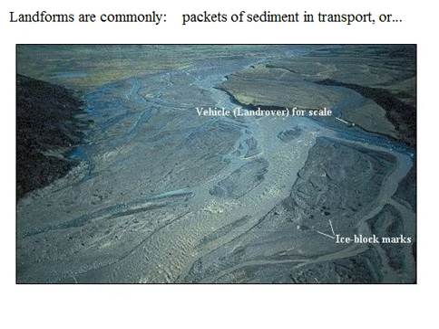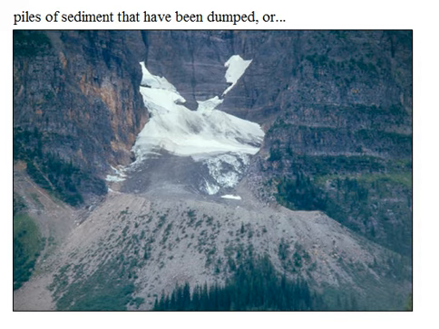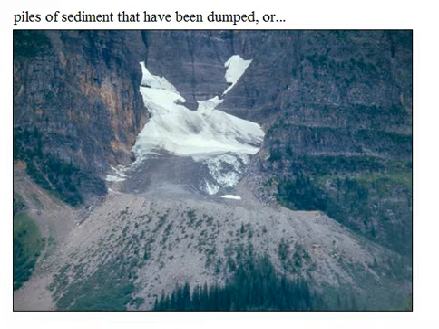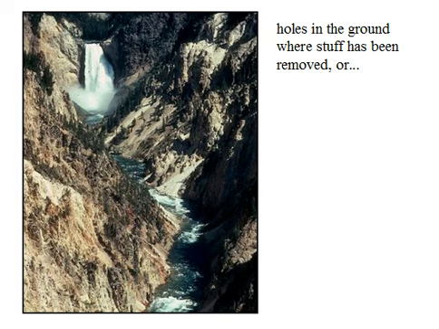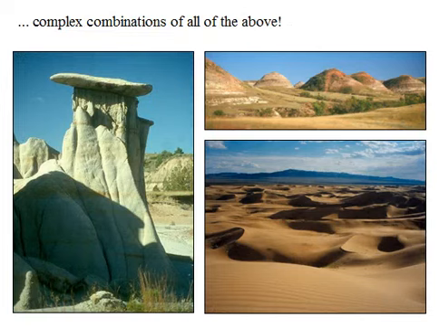Most landforms can be interpreted either as packets of sediment in transport, like the sediment in this proglacial outwash in Iceland, or sediment that's been deposited, like the moraine in front of this little glacier in the Rockies, or voids where material has been removed, like in the Yellowstone River Valley here. But many landforms are complex combinations of all of these.